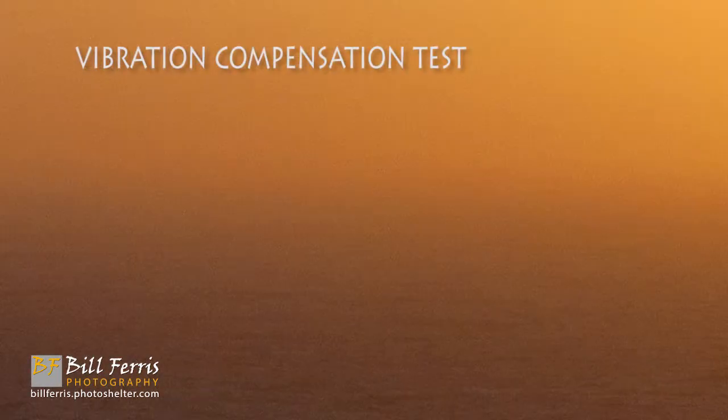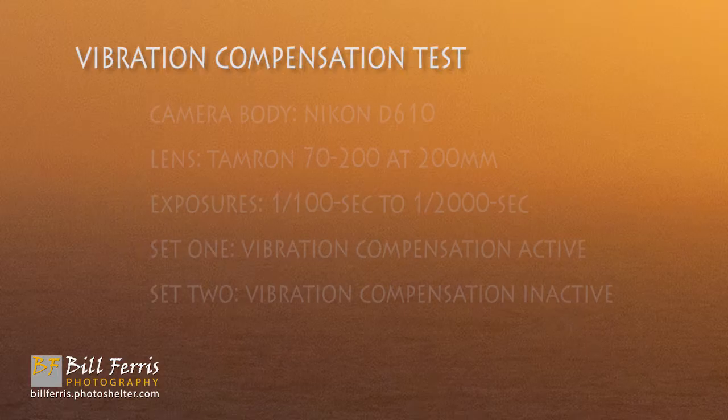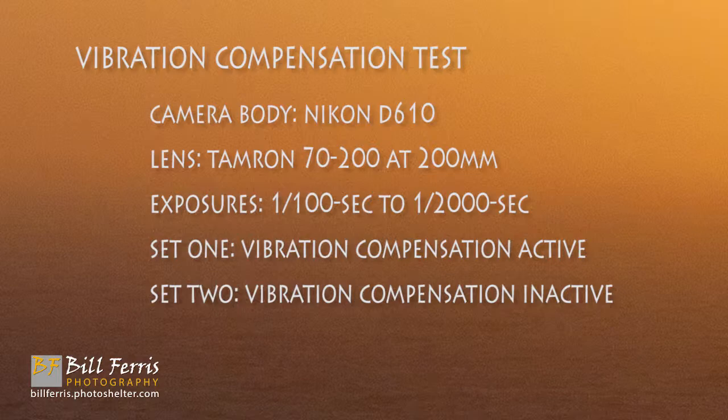To take a closer look at this and to better understand it, I decided to set up a test. I used my Nikon D610 camera and a Tamron 70-200 zoom lens to make a series of photographs. Now, these photographs ranged in exposure length from 1/100th of a second to 1/2000th of a second. And I made at least 2 sets at each of these exposure lengths.